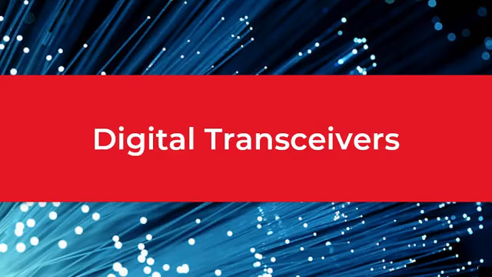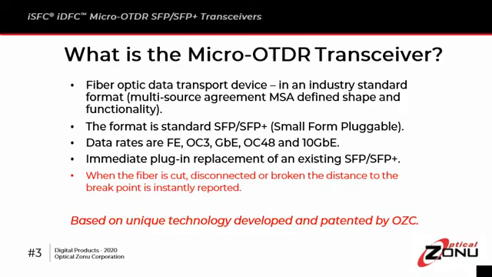The primary products of the digital products line are fiber optic transceivers, which conform to the Industry Multi-Source Agreement, or MSA. The micro OTDR SFP transceivers carry Ethernet data, just like any SFP transceiver does, but with the unique added feature of detecting, locating, and reporting optical fiber faults instantaneously.